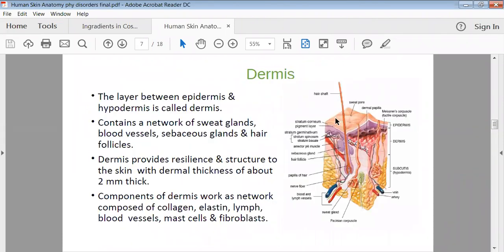Then dermis, it is the layer between the epidermis and the hypodermis. It is called the dermis. It contains a network of sweat glands, blood vessels, sebaceous glands, and hair follicles. Then it provides resilience and structure to the skin. Generally, it has a 2 millimeter thickness.